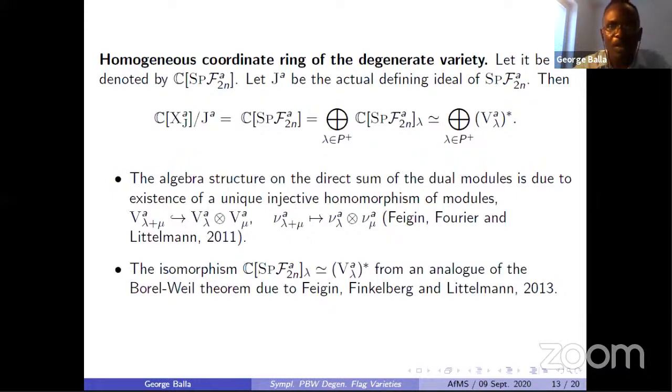So for the isomorphism which appears here, we can just compare components. For example, this component C[SpF_{2n}^a]_lambda is isomorphic to the corresponding dual space. And this follows from an analog of the Borel-Weil theorem. This analog was proved by Feigin, Finkelberg, and Littelmann in the paper we saw before, where they look at symplectic degenerate flag varieties.